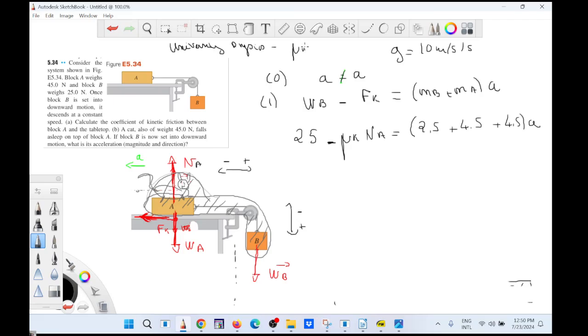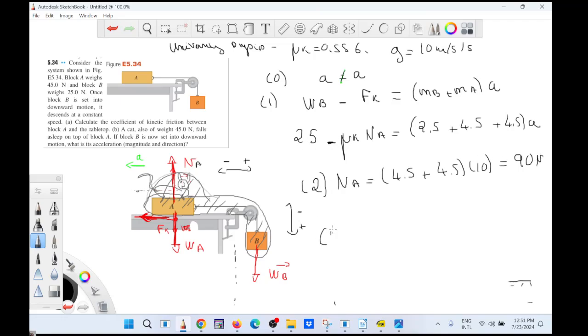We know that the coefficient is 0.556. So we need to find that normal force. Up equals down. So that normal force equals the weight of the cat and the weight of the block, which is 90.